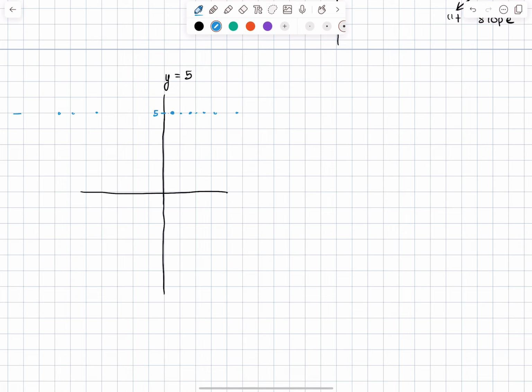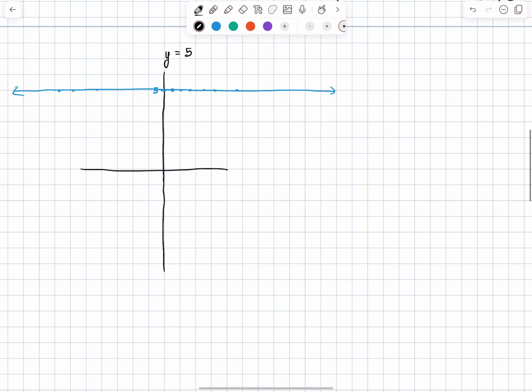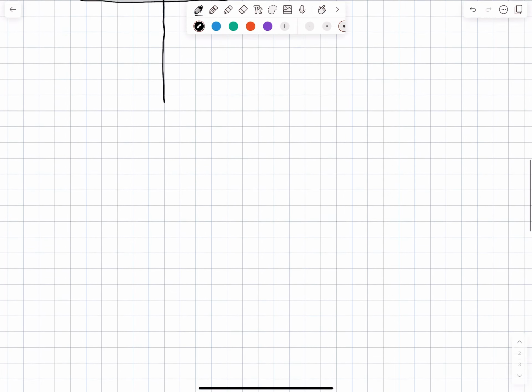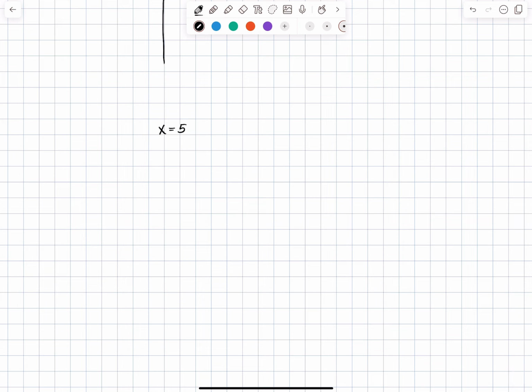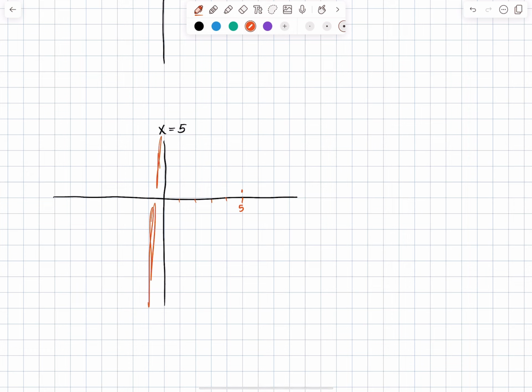So all you're going to do is draw a line going this way. So y is always 5. But if we had x equals 5, then it's kind of different, but very similar. So this would be 1, 2, 3, 4, 5. So regardless of the y values, x is always going to be 5. So it's going to go this way.